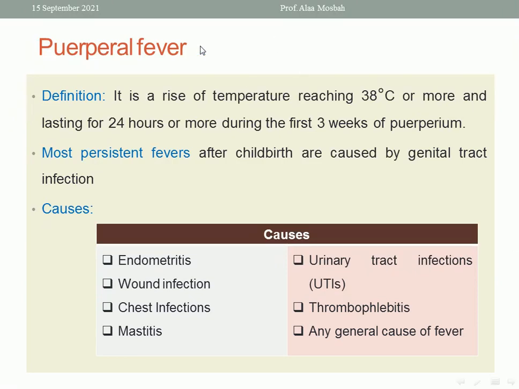The next complication during puerperium is puerperal fever, which is defined as elevation of temperature 38 degrees or more for 24 hours or more during the first 3 weeks of puerperium. Most persistent fever after childbirth is caused by genital infection, but puerperal fever has many causes like endometritis, wound infection, chest infection, mastitis, UTI, thrombophlebitis, and any other general cause of fever like viral infection.